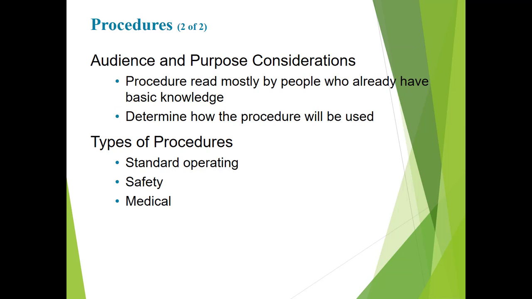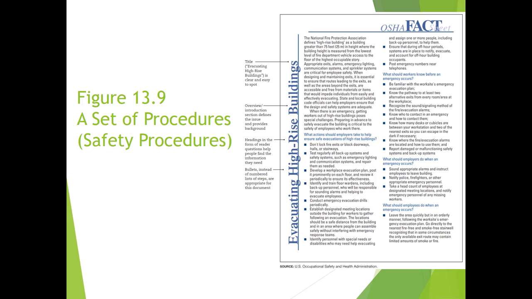All right. We want to think about audience and purpose. If a procedure is read mostly by people who already have basic knowledge, it's easier to write than if people don't have the basic knowledge. There are several types of procedures. There are SOPs, standard operating procedures, safety, and medical procedures. Here's a safety procedure. It's an OSHA fact sheet. In many different careers, you'll see OSHA fact sheets. You'll see that they use headers and bulleted lists. There's a title that is obvious: how do you evacuate high-rise buildings?